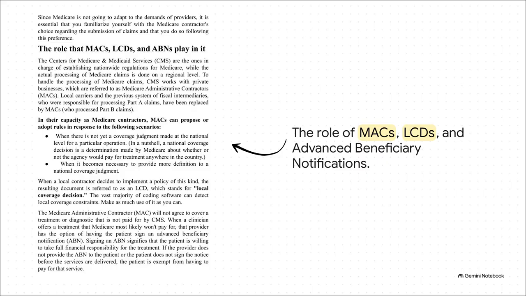If you want your claims to be accurate, you have to strictly adhere to your specific regional MAC's preferences and their local coverage decisions. Seriously, if your MAC decides they won't cover a service, you need to know that well in advance so you can have the patient sign an Advance Beneficiary Notice, or ABN, that acknowledges they'll be financially responsible. If you ignore regional MAC rules, you're going to face localized, incredibly frustrating denials.